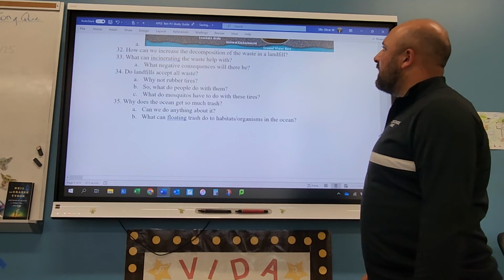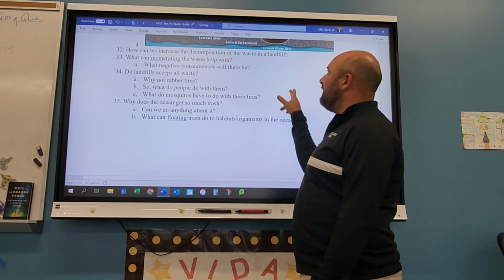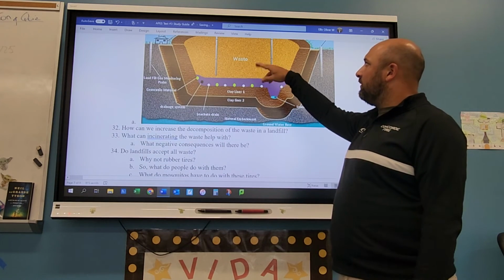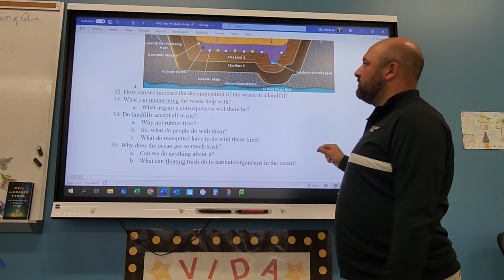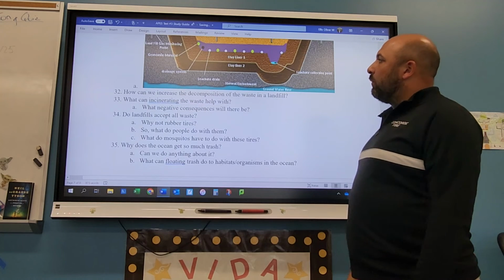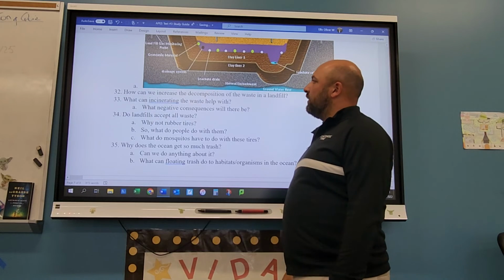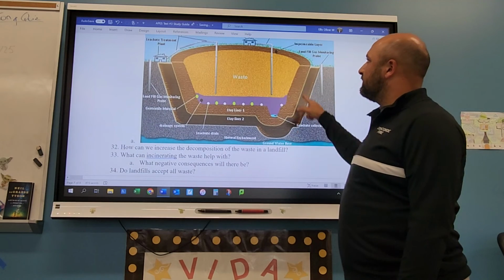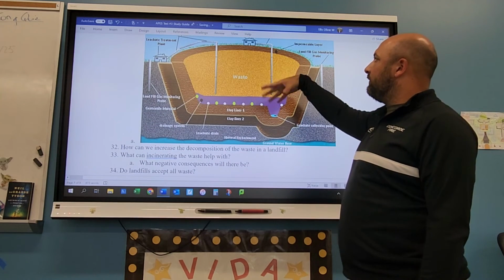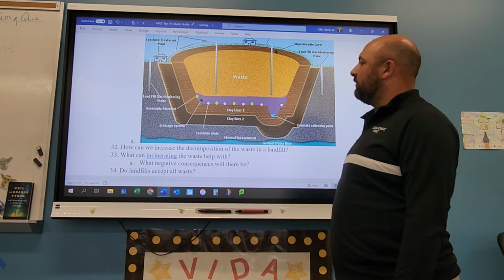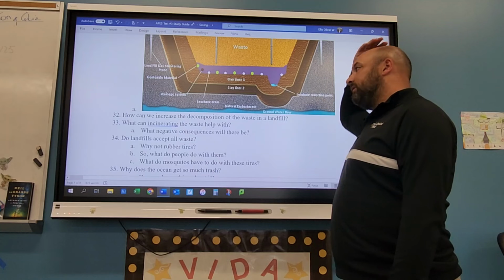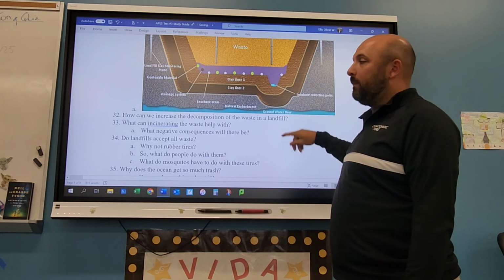How can we increase the decomposition of waste in a landfill? If you want to make the decomposition in here happen faster, make it wetter and make it hotter. And both of those things will help the decomposition process happen. What can incinerating the waste help us with? Well, if we burn it, we have less terrible stuff in our landfills, which is great because then you have less leachate and less other problems. But incinerating our waste can cause more CO2 to happen, right?